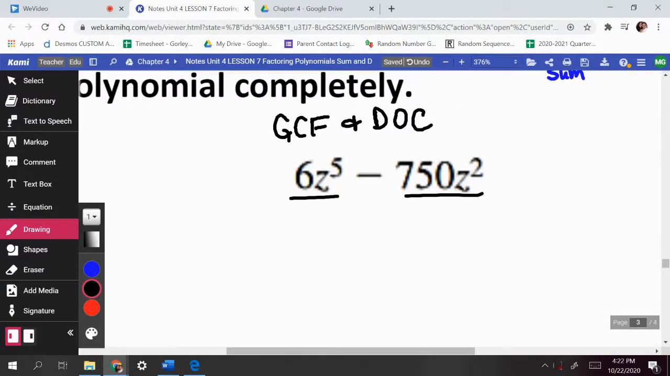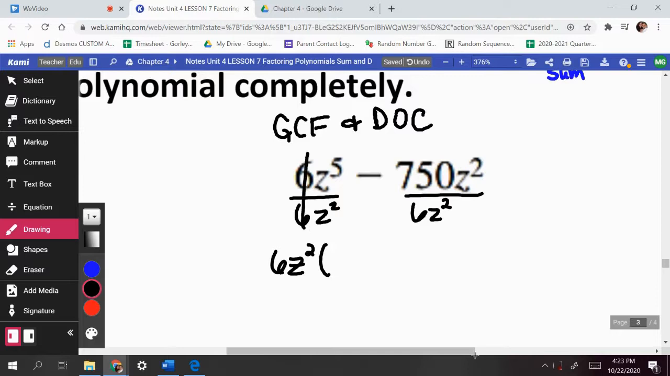What are both of these divisible by? Let's see, is 750 divisible by 6? It absolutely is. You get 125. Okay, so they're both divisible by 6. Then we'll use z squared. They're both divisible by z squared.